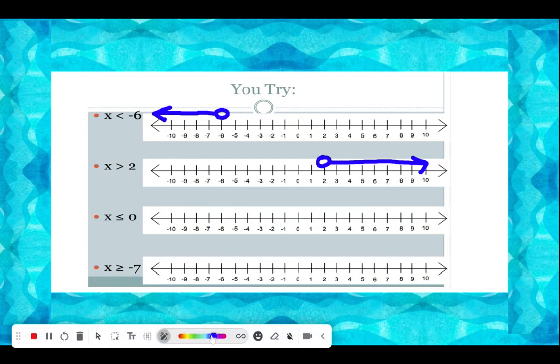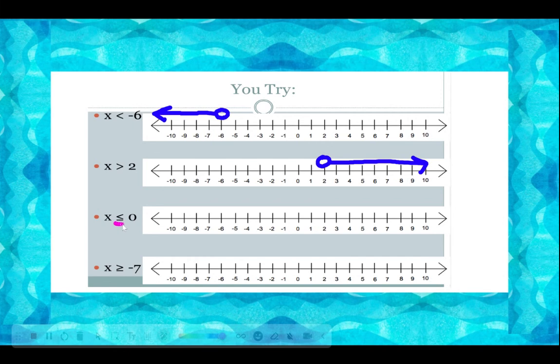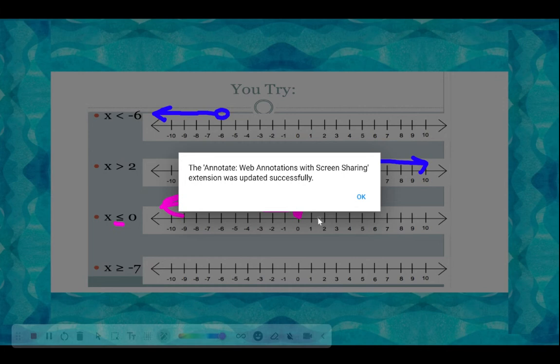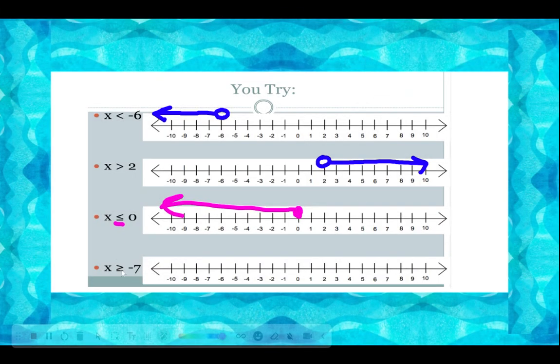Now it changes. So see how we have the less than or equal to sign. So this time at 0, we are going to have a closed circle because this time 0 can be one of the solutions, and then everything to the left. Okay, the last one is x is greater than or equal to -7. So we're going to put a closed circle because it can be equal to -7 and then everything greater than -7.